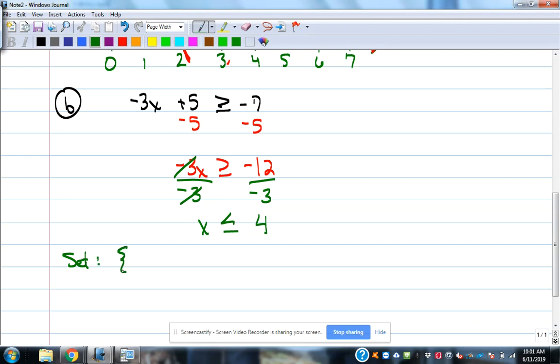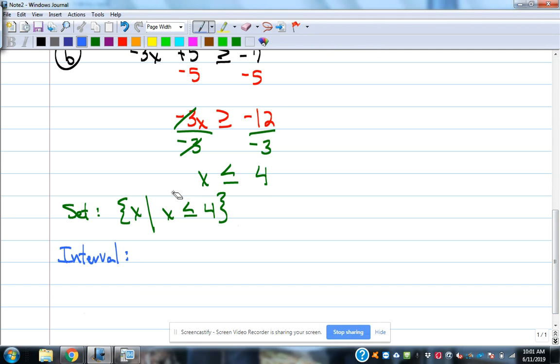Set notation. All x's, straight up and down bar, as long as x is less than or equal to 4. Straight up, just copy the inequality down. That's set notation, the easiest one. Okay. Interval notation. It says all the x's are less than or equal to 4. So that means it's going to go less, so that'd be negative infinity. And then it's going to go all the way to 4, and 4 is going to be included. So we're going to use a square bracket to include the 4.